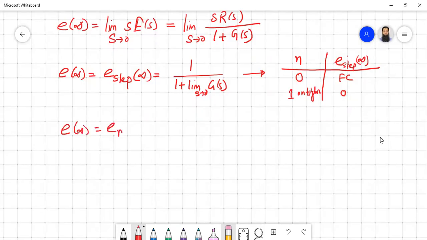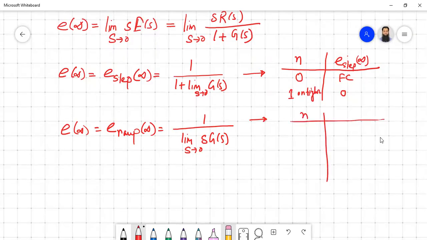For ramp input, we also calculated the steady state error, and we found the formula 1 by limit s tends to 0, s G(s). We also figured out the relationship with n, the number of poles at the origin, and E ramp infinity. If n was 0, the steady state error was infinity, which is evident because the denominator will be 0, so 1 by 0 is infinity. If n equal to 1, then s is getting cancelled out, so we get some finite constant value. And if n equal to 2 or higher, we find 0 steady state error.